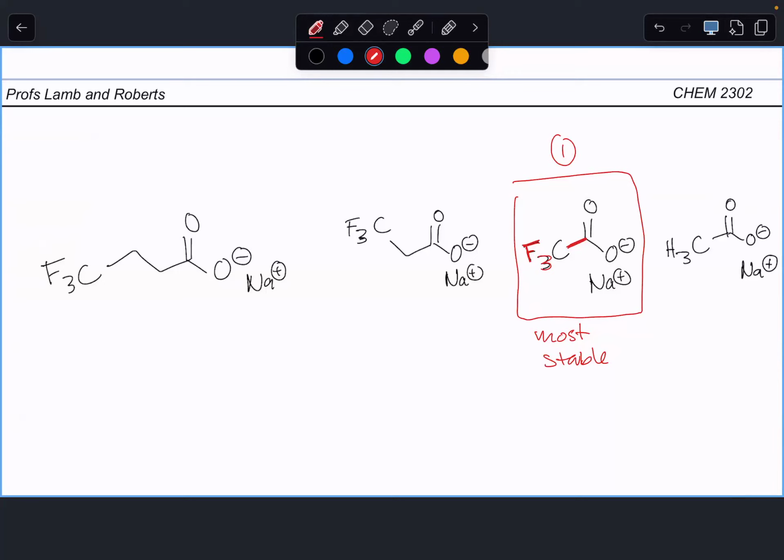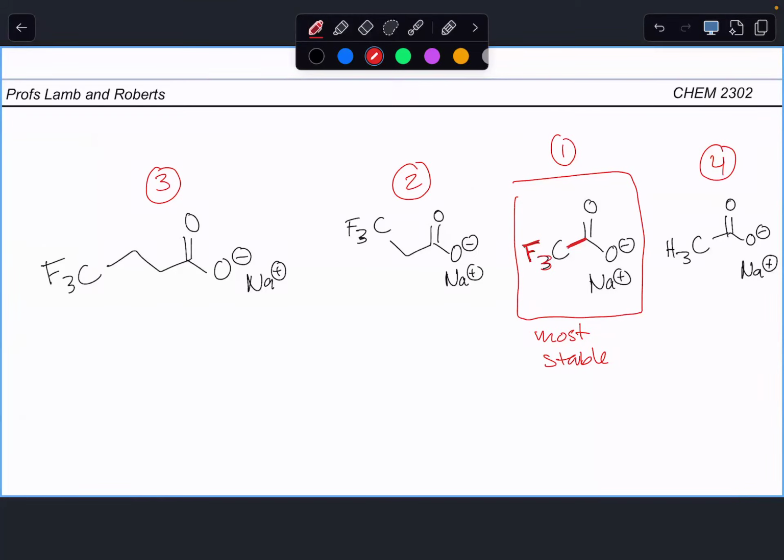If we were to rank these, the next one would be where the CF3 is one carbon over, so a little bit farther away. At this point, it's probably this one, but it's pretty far away, so it might not make that big of a difference. So again, three and four are going to be pretty similar to each other because it's so far away. It doesn't matter as much, but CF3 is a very strongly withdrawing group, and so it probably still has a little bit of an effect, even though it's pretty far away.